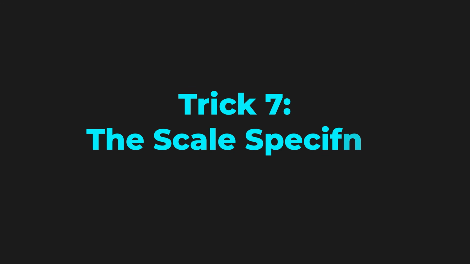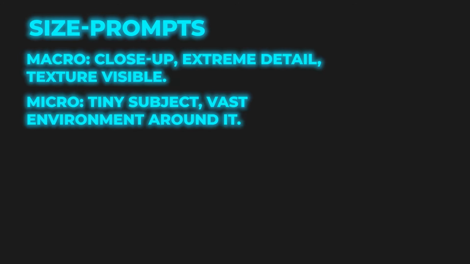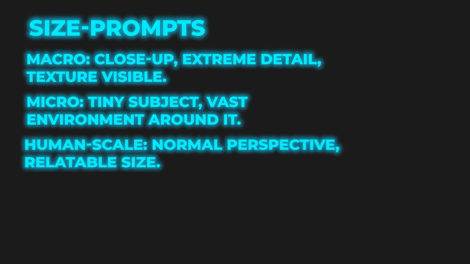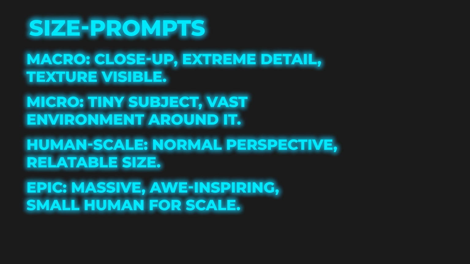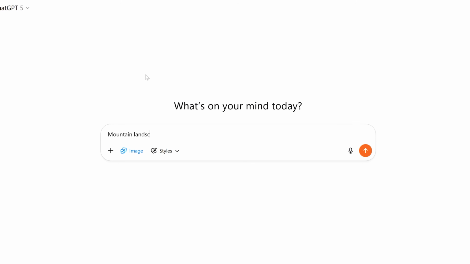The scale specifier. Most people forget to specify scale and the AI guesses wrong. Add 1 word to control it. Macro: close up, extreme detail, texture visible. Micro: tiny subject, vast environment around it. Human scale: normal perspective, relatable size. Epic: massive, awe-inspiring, small human for scale. Example, mountain landscape, epic scale, tiny hiker for reference.